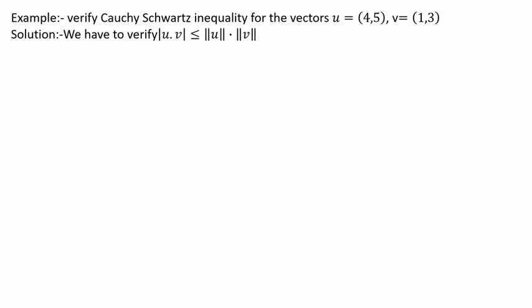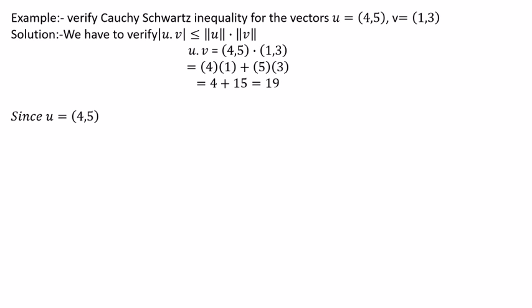So we have to verify modulus of u dot v is less than or equal to norm u into norm v. Now u dot v is (4, 5) dot product with (1, 3). You are already familiar with how to find a dot product. So u dot v is equal to 4 into 1 plus 5 into 3, which is equal to 4 plus 15, that is 19. So you got the value of u dot v is 19. So left hand side is modulus of 19, which is 19.